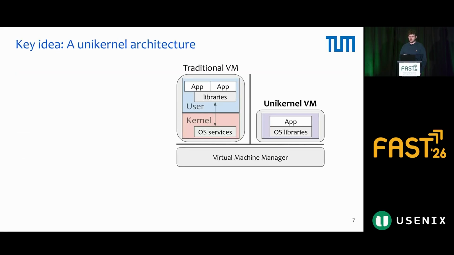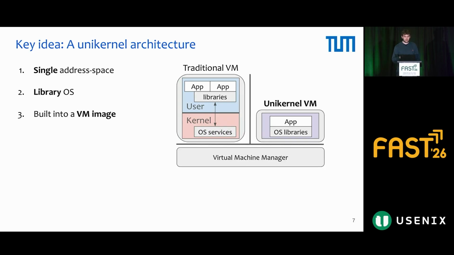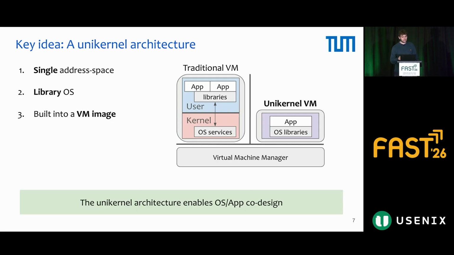The key idea for uCache is to leverage the unikernel architecture. And we especially use 3 advantages. First, unikernels are single address space, meaning that the OS can be completely dedicated to the application. Second, unikernels are library OSs, where the application is co-located with the kernel in kernel space. This avoids expensive syscalls and also enables the application and the kernel to have access to each other's symbols. Finally, unikernels are built into VM images that can be directly deployed onto the cloud. So uCache uses the unikernel architecture for its capabilities of co-designing the OS with the application.